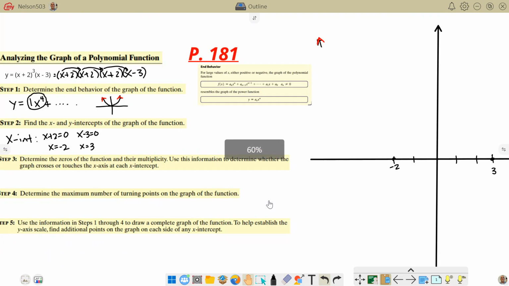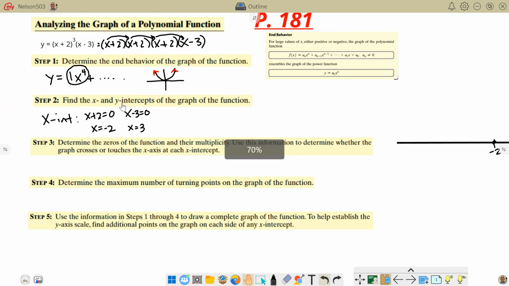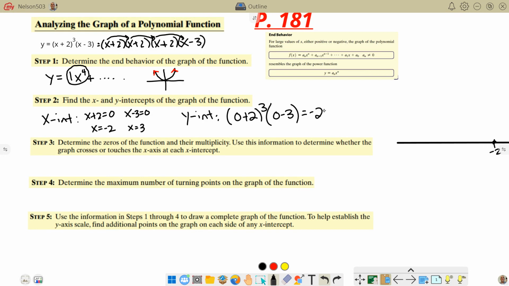Let's see, what do we got to do now? Oh, we got to find the y-intercept. Y-intercept's not too hard either. You're plugging 0 in for x, okay? So the y-intercept is where you've got 0 plus 2 cubed times 0 minus 3. Let's see, 2 cubed is 8. 8 times negative 3 is negative 24.